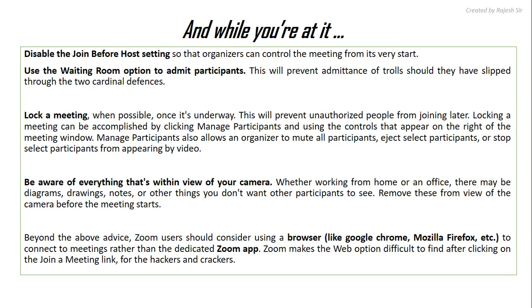And while you're at it, disable the join before host setting so that organizers can control the meeting from its very start. Use the waiting room option to admit participants. This will prevent admittance of trolls should they have slipped through the two cardinal defenses. Lock a meeting, when possible, once it's underway. This will prevent unauthorized people from joining later. Locking a meeting can be accomplished by clicking Manage Participants and using the controls that appear on the right of the meeting window. Manage Participants also allows an organizer to mute all participants, eject select participants, or stop select participants from appearing by video.